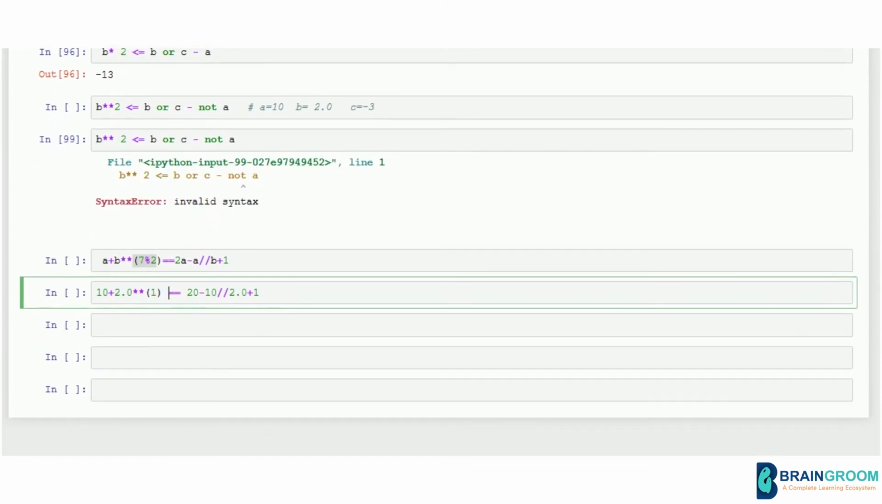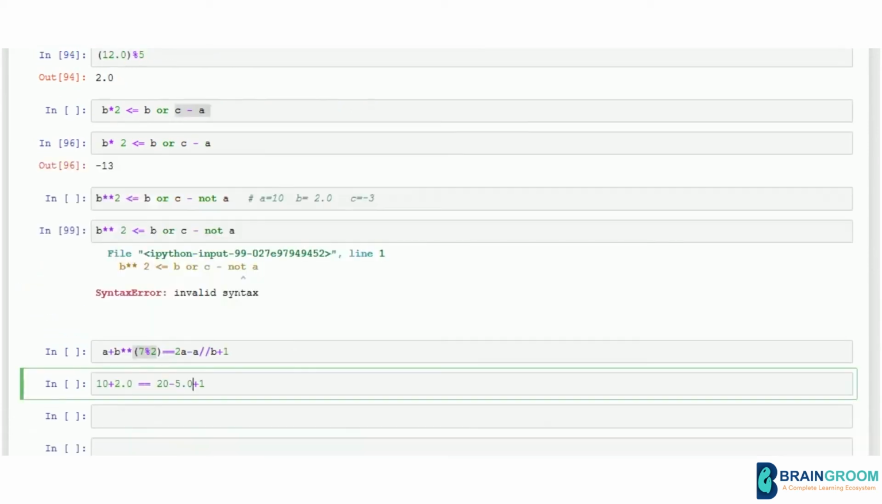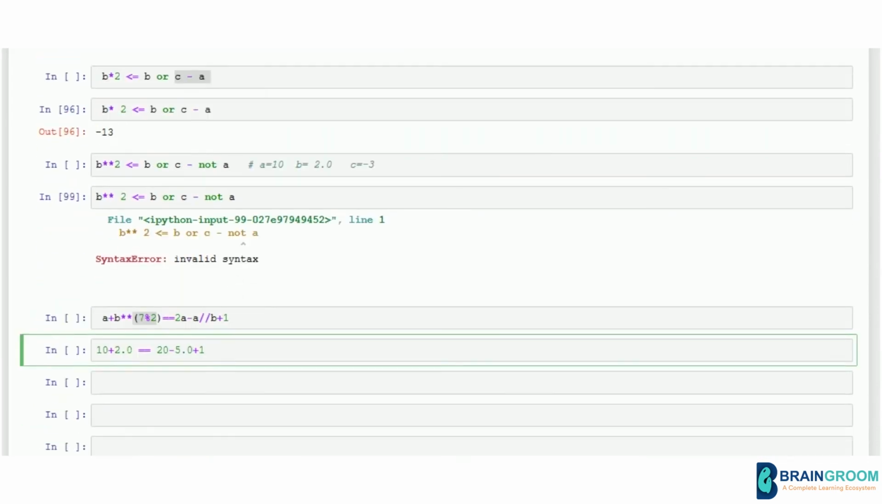So first is your exponentiation, that is 2.0 to the power 1, which is nothing but 2.0. Anything raised to the power 1 is the same number, right? Then we have your floor division, that is your integer division. So 10 divided by 2 is 5, but since it was int by float, you get a float as the result. Now it is all just addition and subtraction, so you can directly do it.